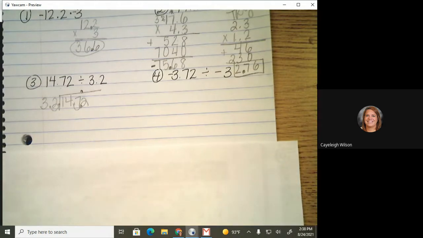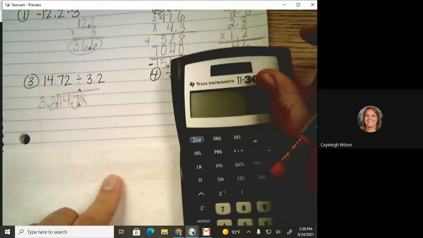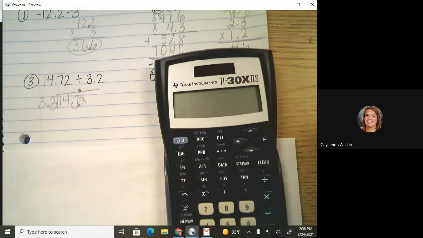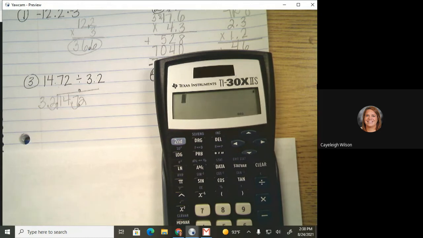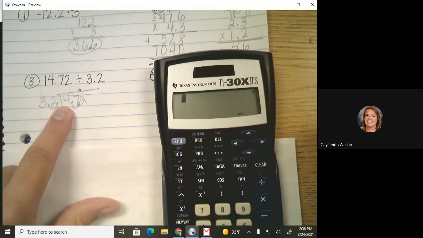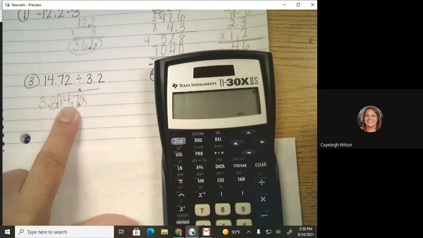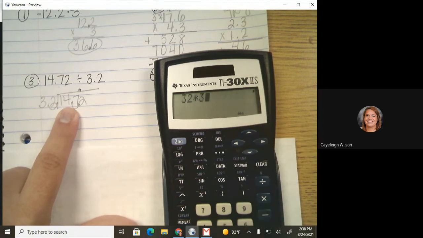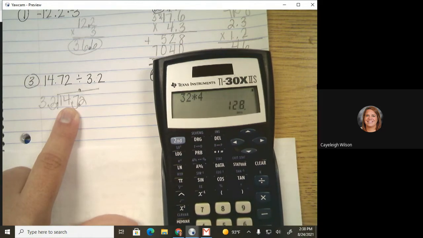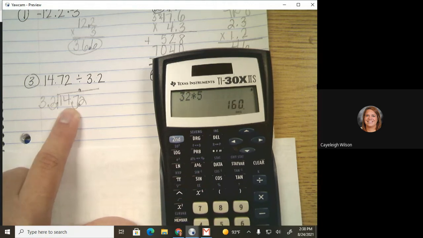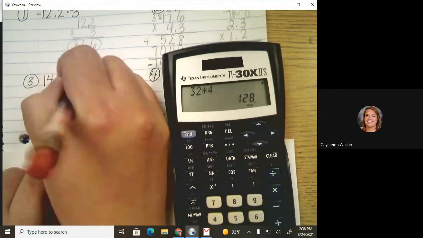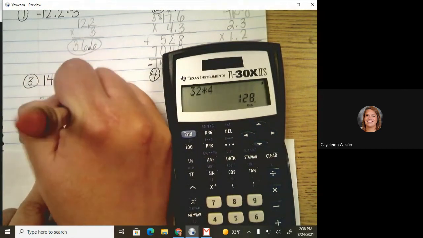Now, you can use a calculator here to help you, okay? But I don't want you to use the calculator on these to just say 14.72 divided by 3.2. I want to see your work. So 32 does not go into 14. So I'm going to try 32 into 147. 32 times 3 is only 96. I'm going to try bigger. 32 times 4, okay, closer. 32 times 5, that's over 147. So I'm definitely going to do 32 times 4. So I'm going to put a 4 up here. 4 times 32 is 128.